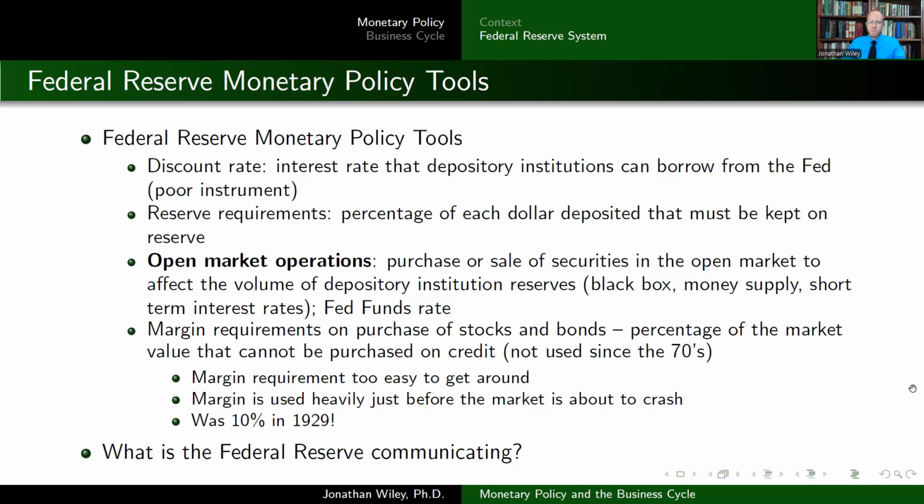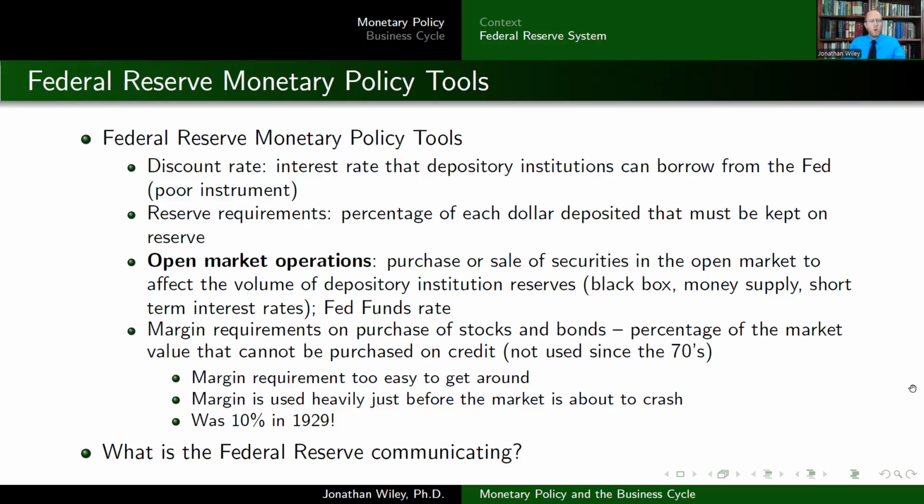Reserve requirement changes could lead to some real headaches in the banking industry, chaos, and challenges trying to adapt and adjust and get back to whatever the requirements are. That's not a real advantageous side effect. Margin requirements are too easy to get around. They can definitely do it.